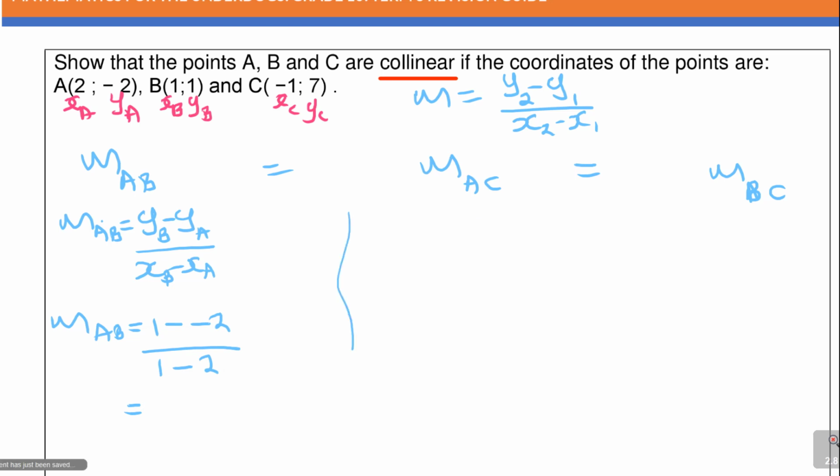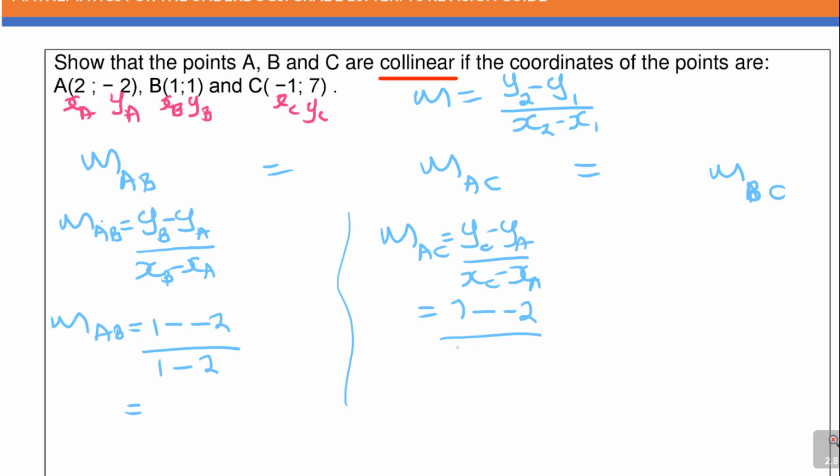Let's do the other one. M of AC is equal to YC minus YA over XC minus XA. As I said, anything you could find AC. Okay, this is AC actually. So YC is 7 minus YA, which is minus 2, over XC, which is minus 1, minus XA, which is 2. We'll use the calculator once. Let's look at the last one.